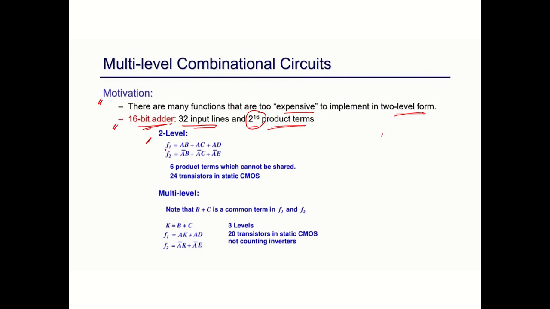So two level functions, here it is given, f1 is equals to ab plus ac plus ad, so this is one function. For f2 it is a bar b plus a bar c plus a bar e. So here in this case you can check what is the total number of product terms. All are different, that's why 6 product terms. And all the product terms, we cannot share among this one.